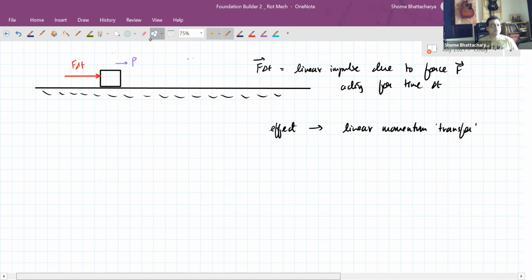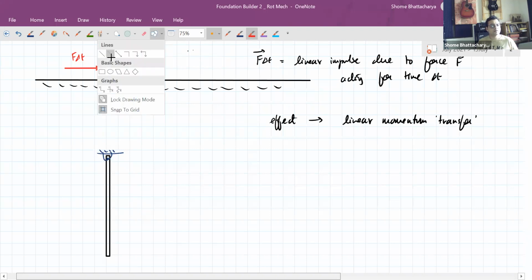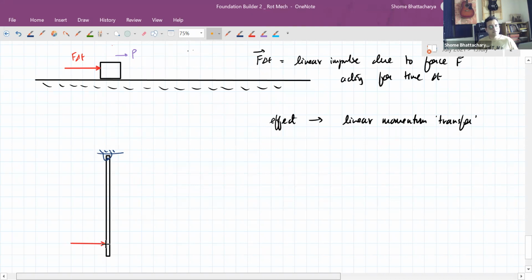But now suppose this was instead something like a rod which is hinged over here. And now what is happening is that the same force is acting over here for time delta t. So the force is now creating a torque with respect to the hinge, because this is my moment arm for that torque. So that is going to now create angular momentum for it.